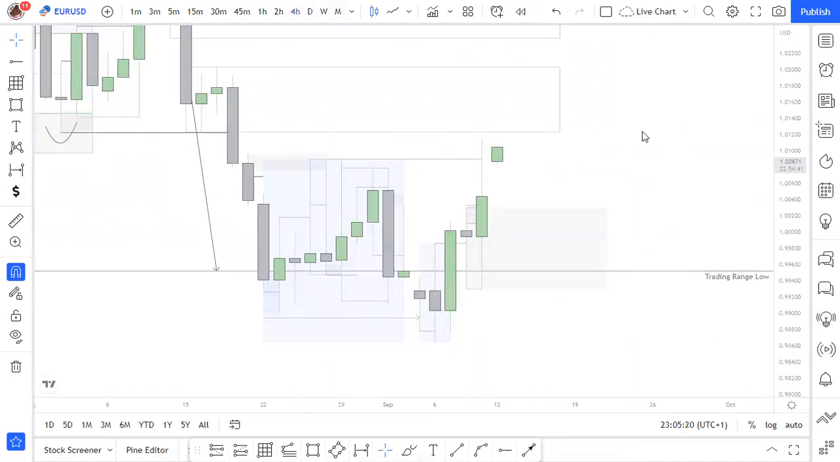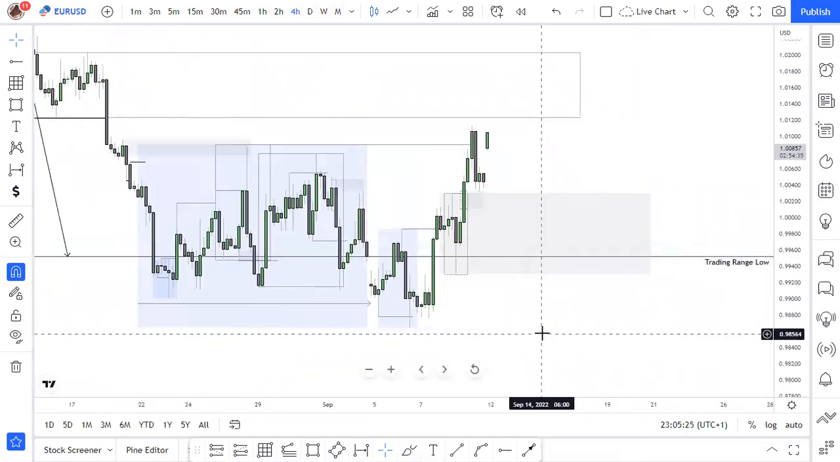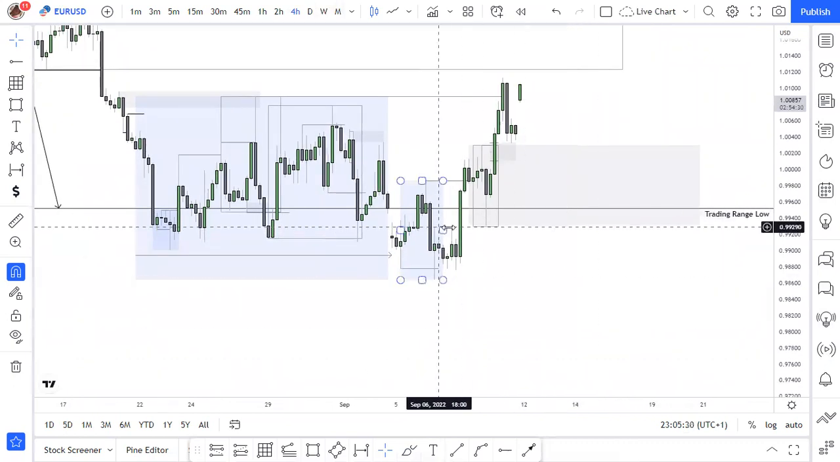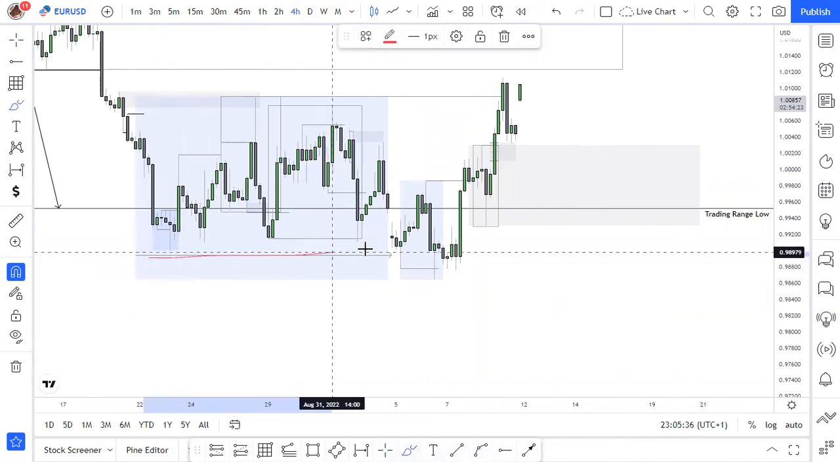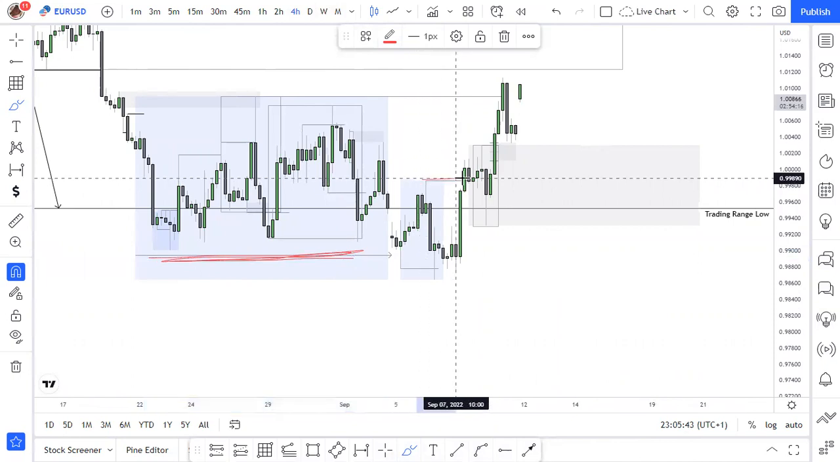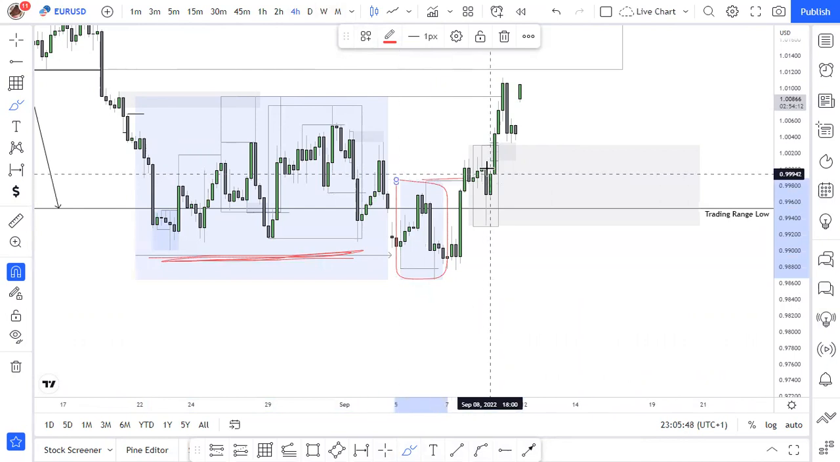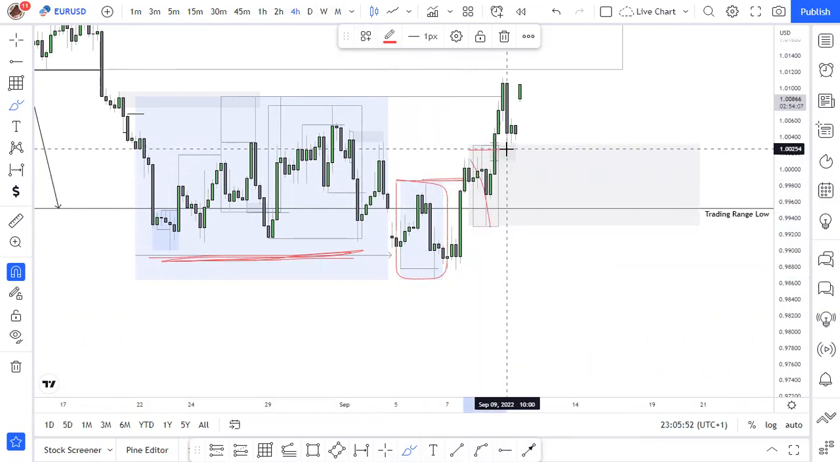So going over to the 4 hour time frame, I think everything will be a lot clearer on the 4 hour time frame. We had this sweep of liquidity here, which I talked about in my previous outlook video. We have 4 hour shifts in order flow. We have price pulling back, respecting the range, and then we have another push up.